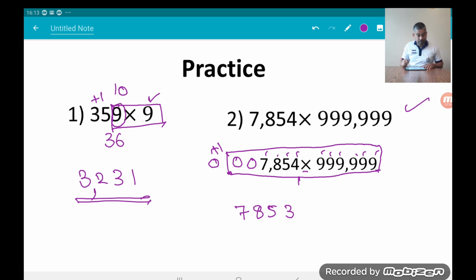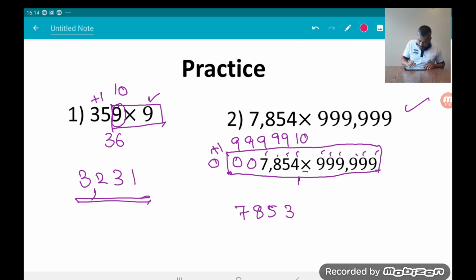Now what is the next step? We have to subtract 9 from all digits except the last one. 9, 9, 9. What about the last one? We have to subtract from 10. Yes, so I write 10 here. Now let's write the answer.